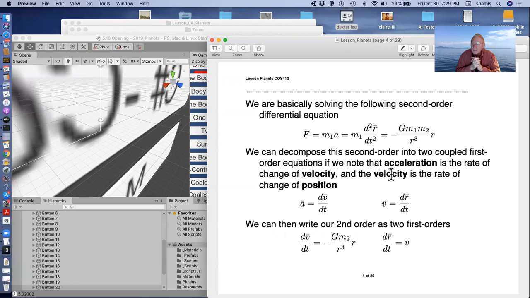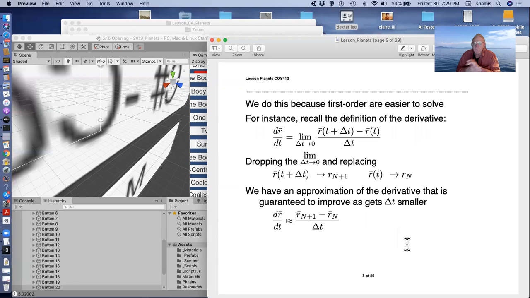We solve second order equations by decomposing them into two coupled first order equations. First, we have that the acceleration, which is F over m, is the rate of change of velocity. And the velocity is the rate of change of position, r. So we can write these two equations. Rate of change of velocity is G m2 over r cubed. Notice the m1 cancels out. And rate of change of position is velocity.